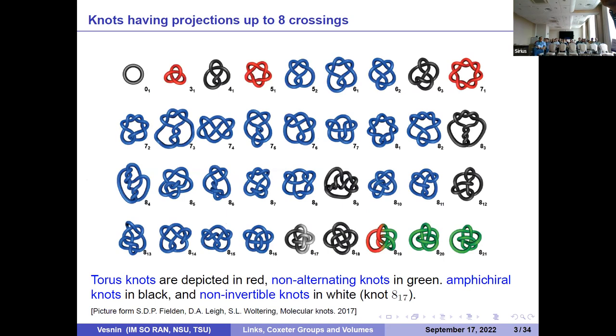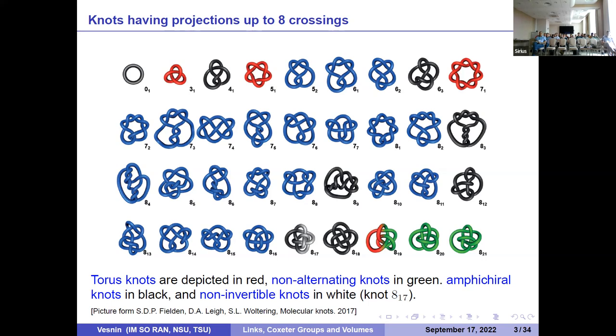So I want you to have the image of the knot. What does it mean, a knot? By knot, we mean an embedding of a circle in the three-dimensional sphere. And there are various types of knots. So there is the family of torus knots, pictured here in red, non-alternating knots in green, and so on. So there are many different properties of knots studied by experts in knot theory.